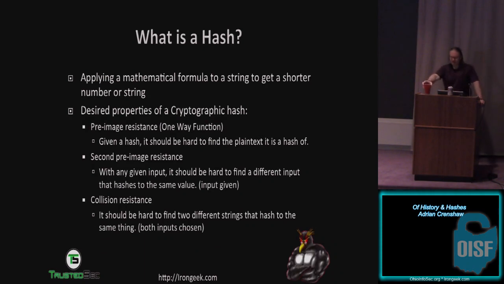Then there's other things like collision resistance. It should be hard to find two different strings that hash to the same thing. In this case, you're allowed to choose both inputs. That's what differs it from second pre-image resistance, where you're only able to choose one of the given inputs. And to give you an example where you have two inputs chosen and where you might have a collision issue.